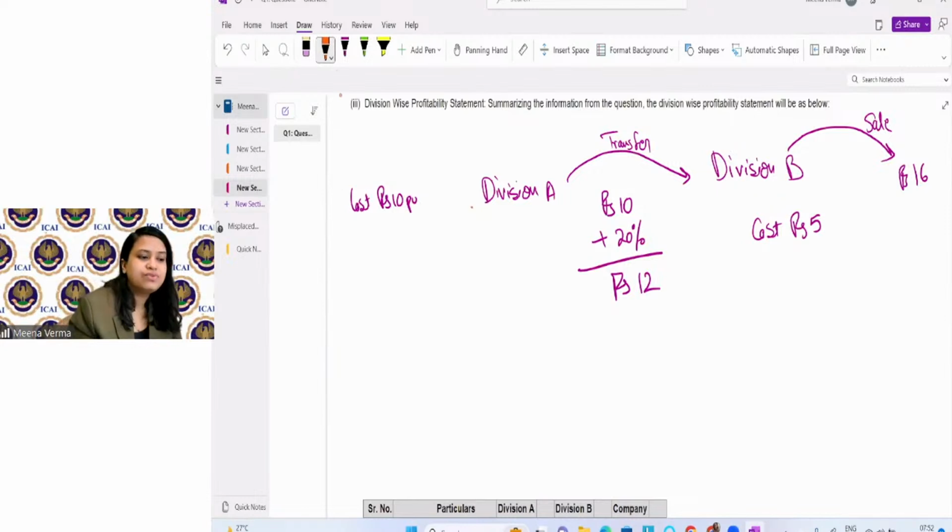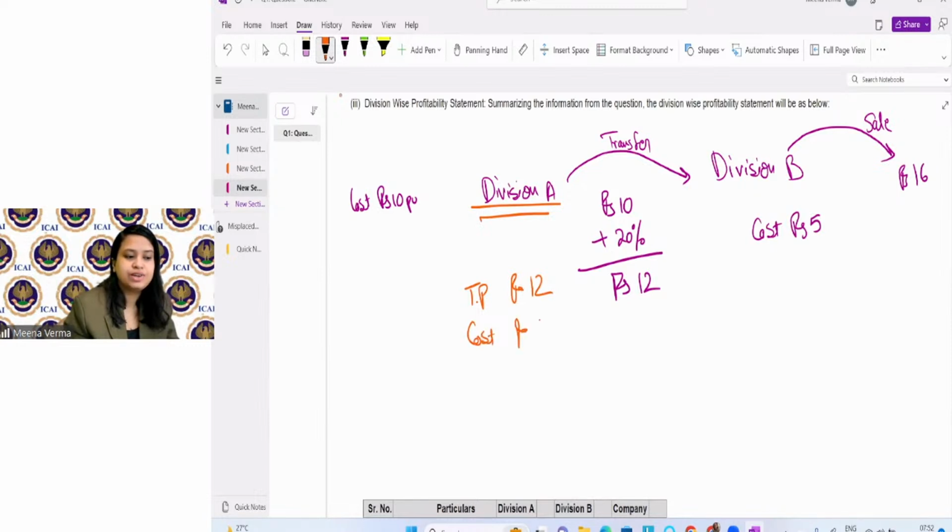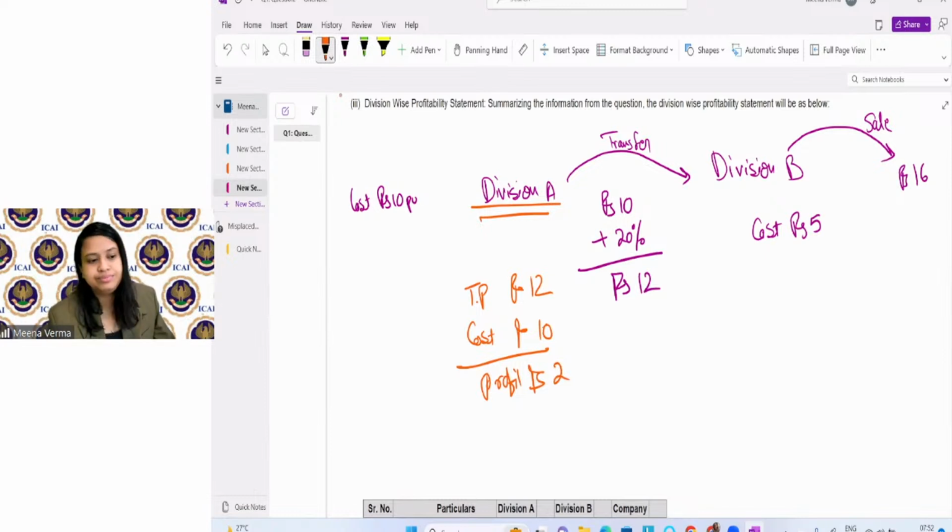Okay, so let's find first the profitability of division A. You know at what price they are transferring the goods? Rupees 12. What is their cost? The cost is rupees 10. So what is their profit? The profit will be rupees 2. This will be their profit.